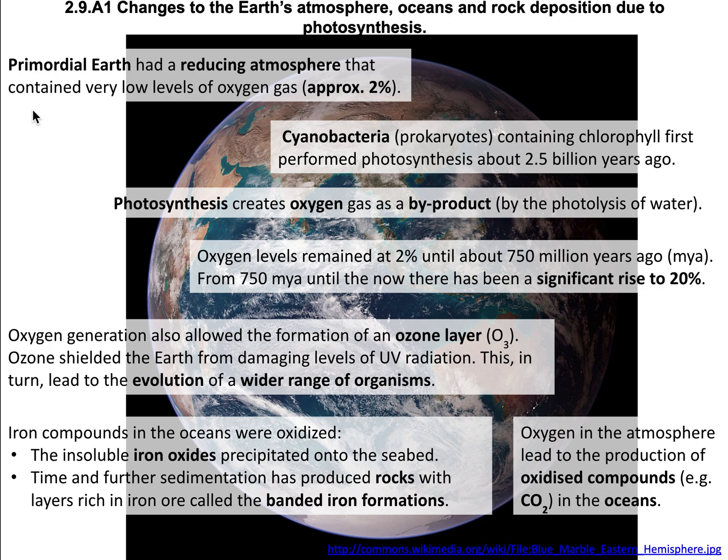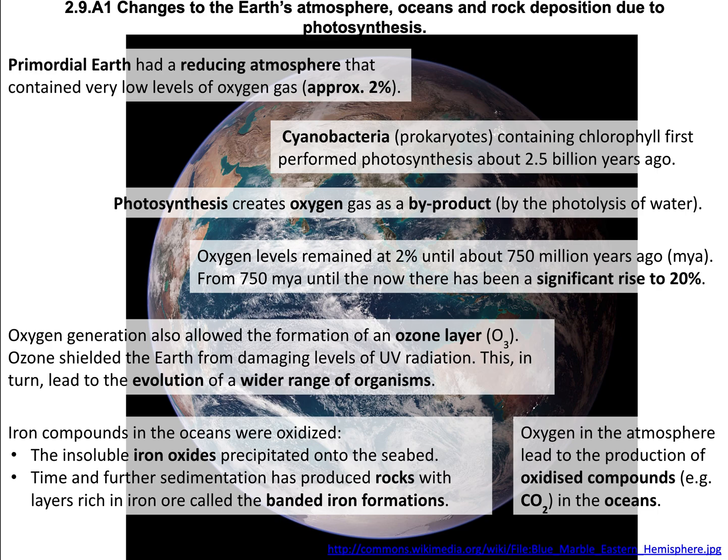Just to give you a little history, the primordial Earth had a reducing atmosphere that contained very low levels of oxygen, only about 2%. Then, what we believe happened through evolution, is that cyanobacteria, which are little prokaryotes that do contain chlorophyll, were the first ones to be able to perform photosynthesis about 2.5 million years ago.